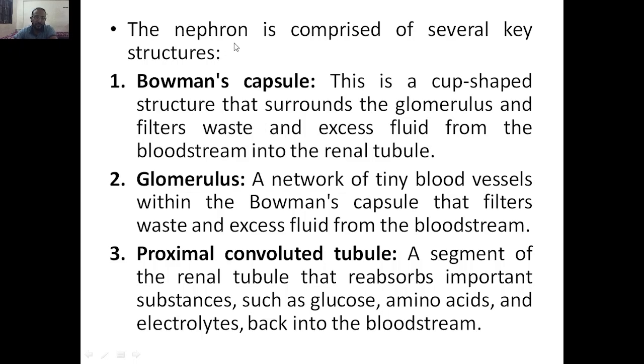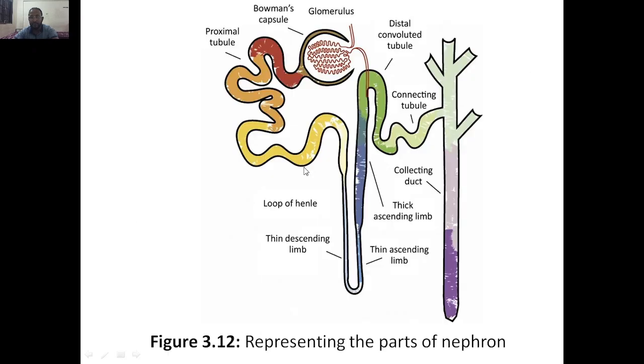Bowman's capsule is a cup-shaped structure that surrounds the glomerulus and filters waste and excess fluids from the bloodstream into the renal tubule. That means this acts as the filter. The glomerular filtration occurs, right?